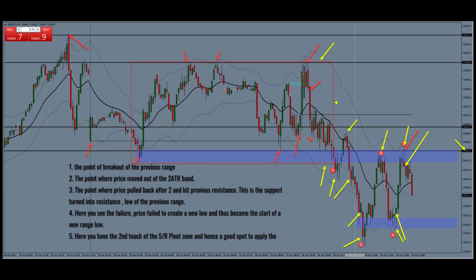So this was today's trading, and this is the lesson in how to trade ranges. The idea is to create a range, understand the range, and then buy its lows and sell its highs. So there we go.